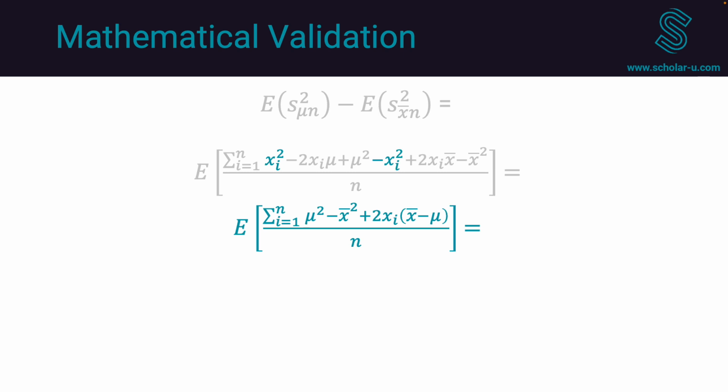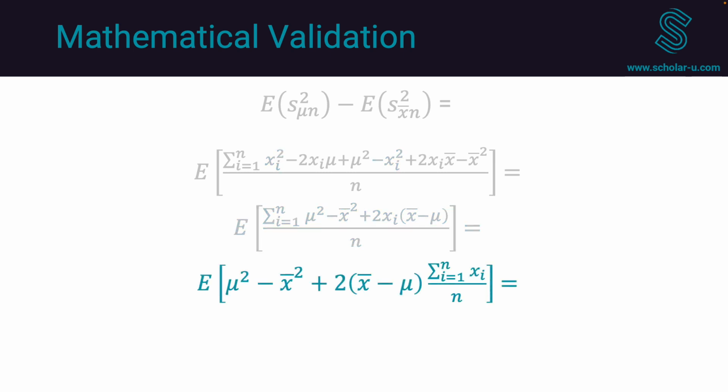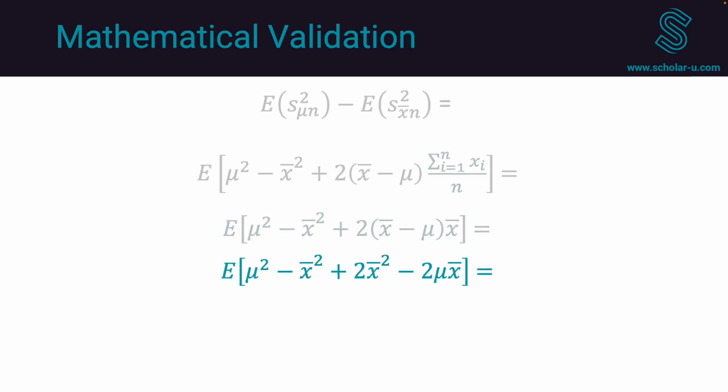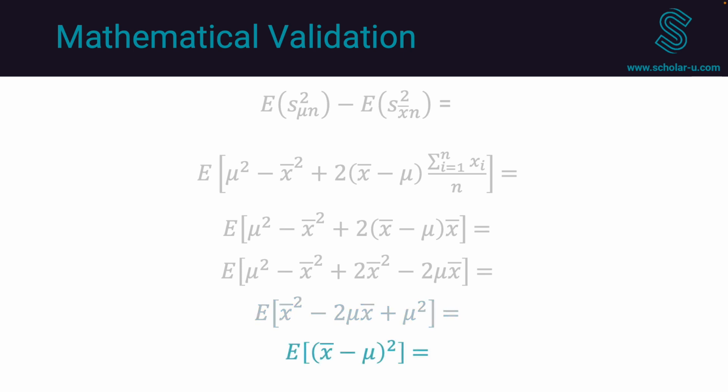Notably, the x sub i squared terms cancel, allowing for further simplification. Several terms from the sum are extracted by multiplying them by n, and the n in the numerator is simplified with the n in the denominators. The last term, the average of the sample, is replaced with x bar. Further expanding and rearranging the equation, we condense the terms into the difference of the sample and population average squared.